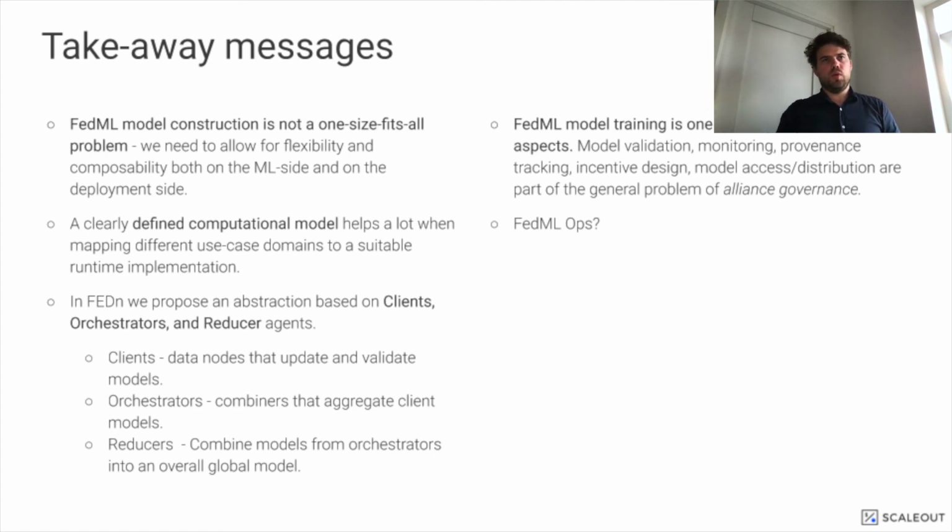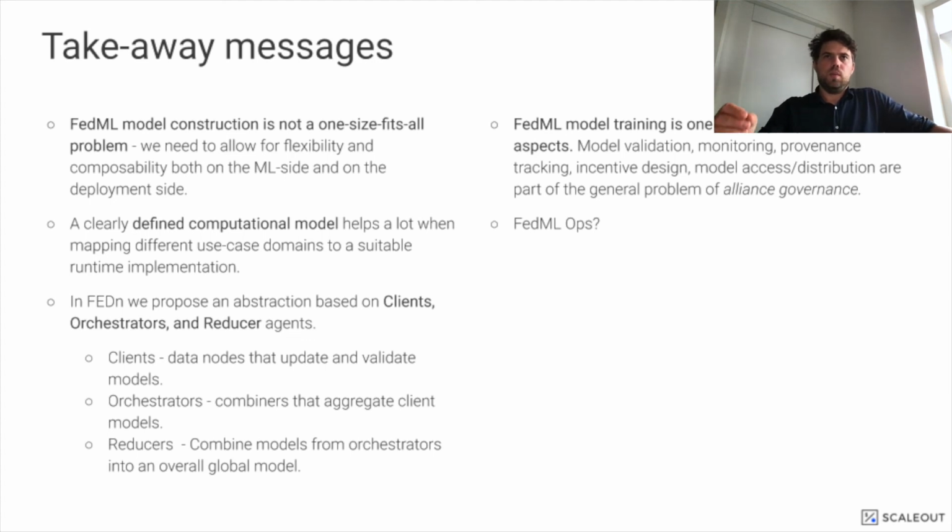The simple model that we propose with FEDn is an abstraction based on clients, orchestrators, and reducers. Clients are data nodes, they update and validate models. Orchestrators are combiners that aggregate models from a number of different clients. And then the reducer is a top-level agent that combines models from orchestrators into an overall global model. I told you in this talk that with this simple model we can construct algorithms from vanilla federated averaging to hierarchical federated averaging to meta models and ensemble models. I also proposed that this type of tiered model can be very useful when you think about, say, fog and edge scenarios.